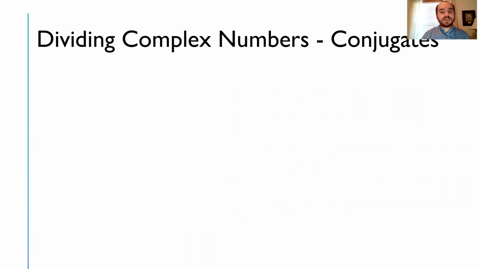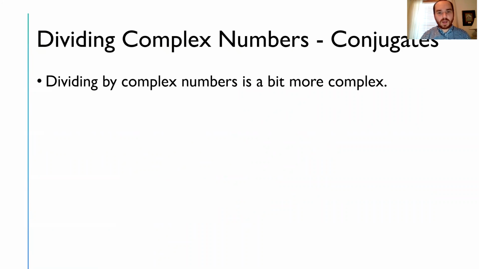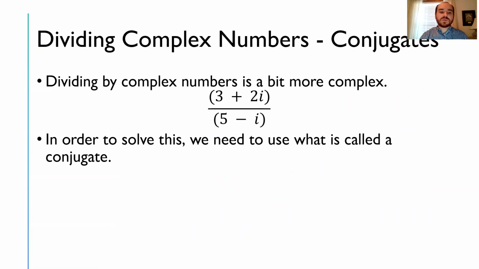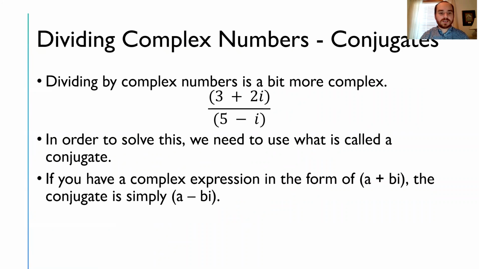Okay, now dividing complex numbers is a bit more complex. So if we tried to solve this expression, we have 3 plus 2i over 5 minus I. In order to solve this, we need to use what is called a conjugate. And a conjugate is kind of a fancy way of canceling out i's. If you have a complex expression in the form of a plus bi, the conjugate is simply a minus bi. So basically you flip the symbol.